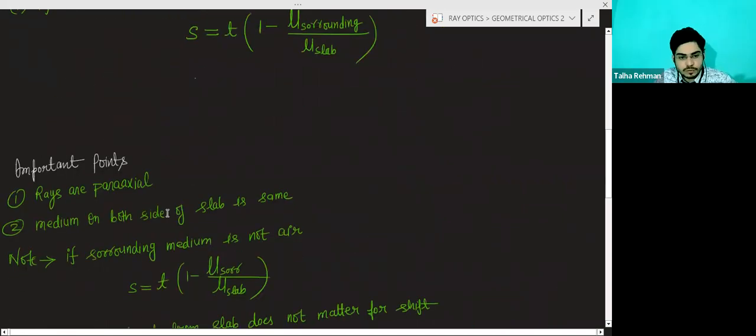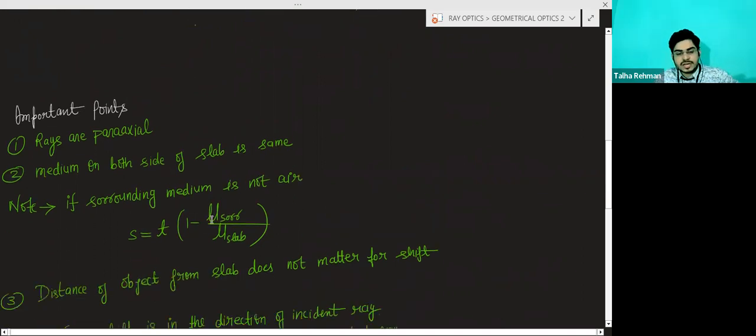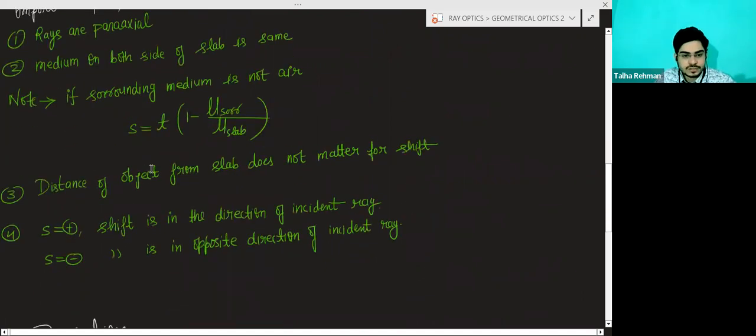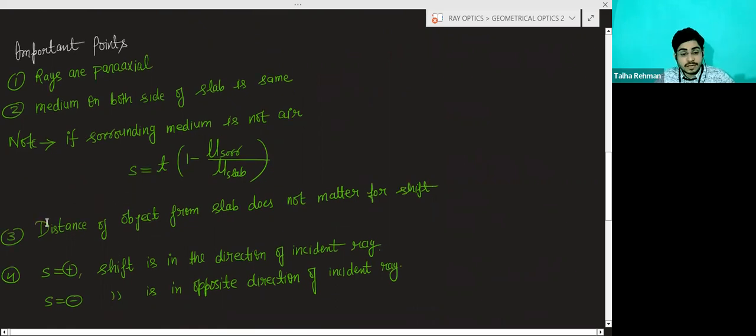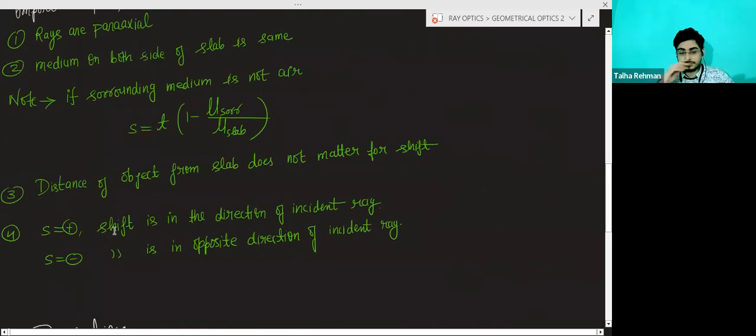The medium on both sides of the slab is the same, and if the surrounding medium is not air, then the shift through the glass slab is given by 1 minus mu of surrounding divided by mu of slab. Third point, the distance of the object from the slab does not matter for the shift, because you can see in the formula that shift does not depend upon the distance where you place the object from the slab.